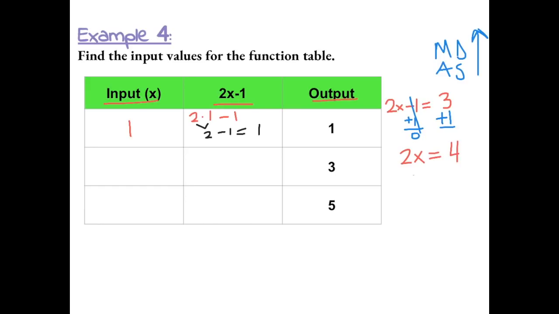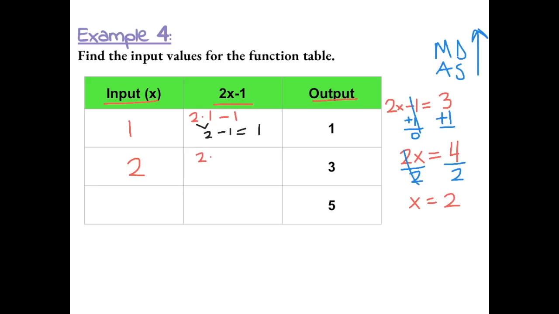Now this is a one-step equation. X is being multiplied by 2, so we're going to do the inverse and divide both sides by 2. These cancel out. We're left with x equals 2. So our next input value is 2. Let's plug it into our function rule and check if we get an output of 3.